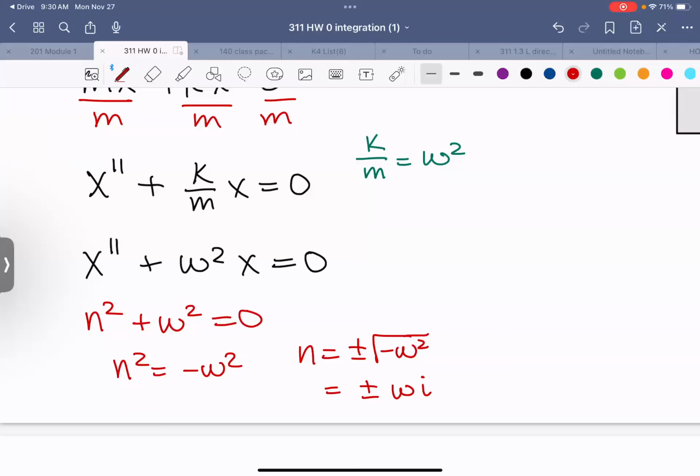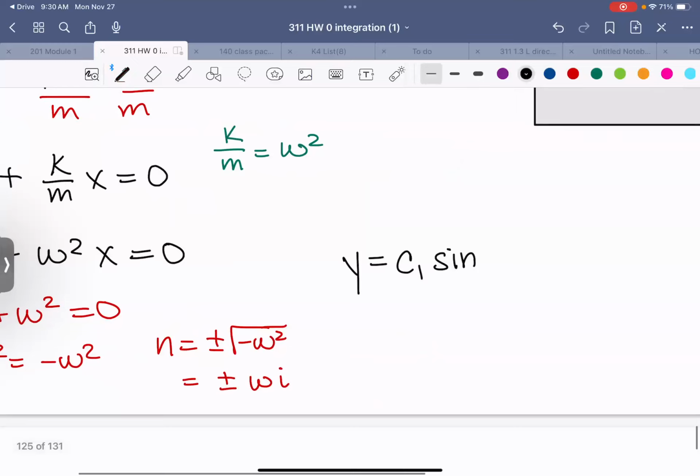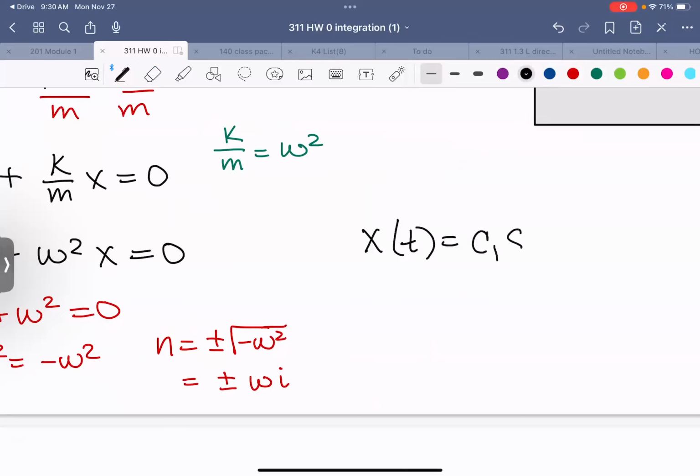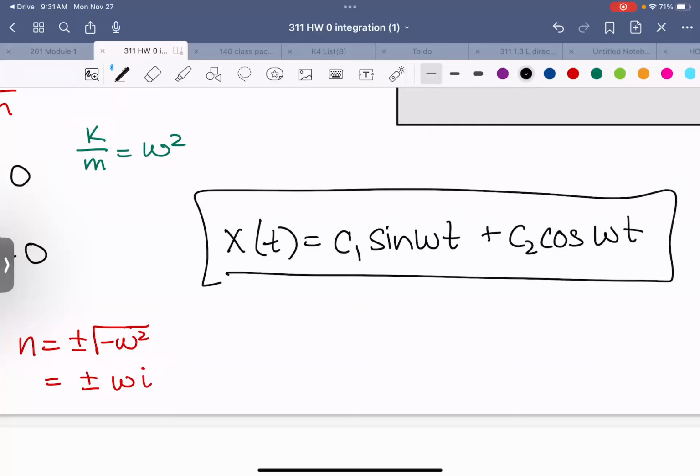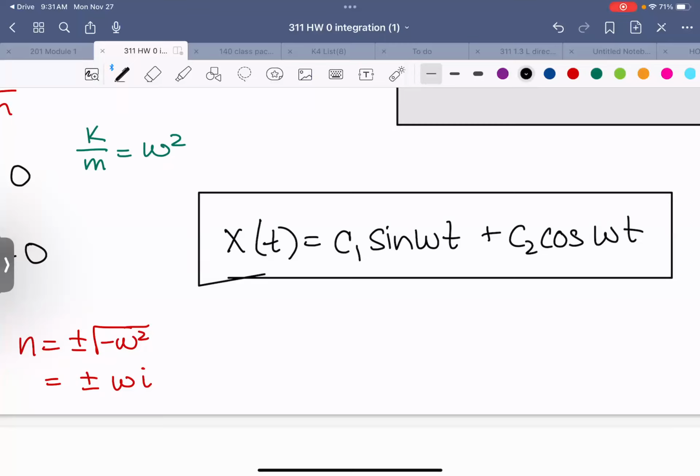When we get something with i's, our answer is sines and cosines. So what we get here is that y equals c1, the sine. This isn't y, it's x, because it's position. So x of t is equal to c1 sine omega t plus c2 cosine omega t. So that is what the general form looks like.